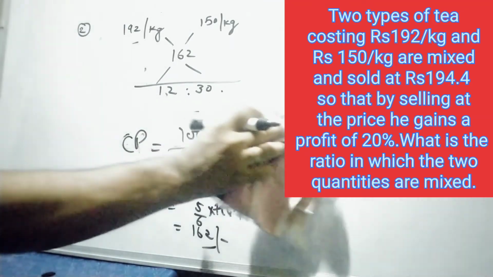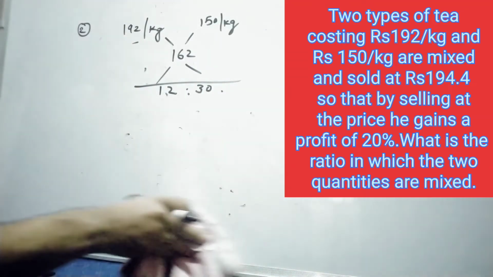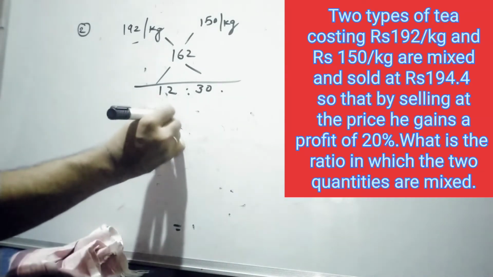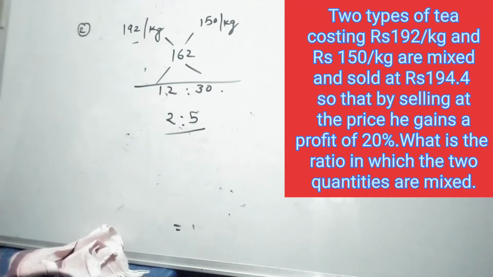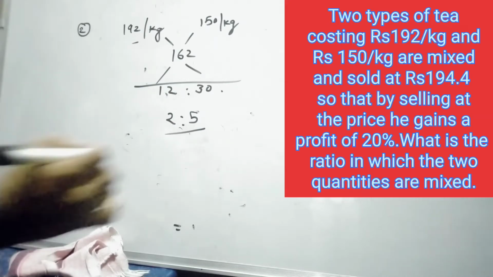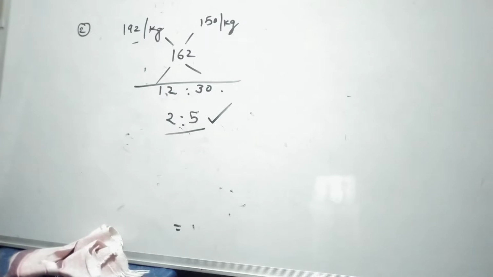So we get 12 is to 30, that is 6 2s are 12, 6 5s are 30. The question is, in what ratio we have to mix? So the ratio is 2 is to 5. The first step is we have to find the cost price. After finding the cost price, we'll put the cost price in the center, we'll get a ratio.